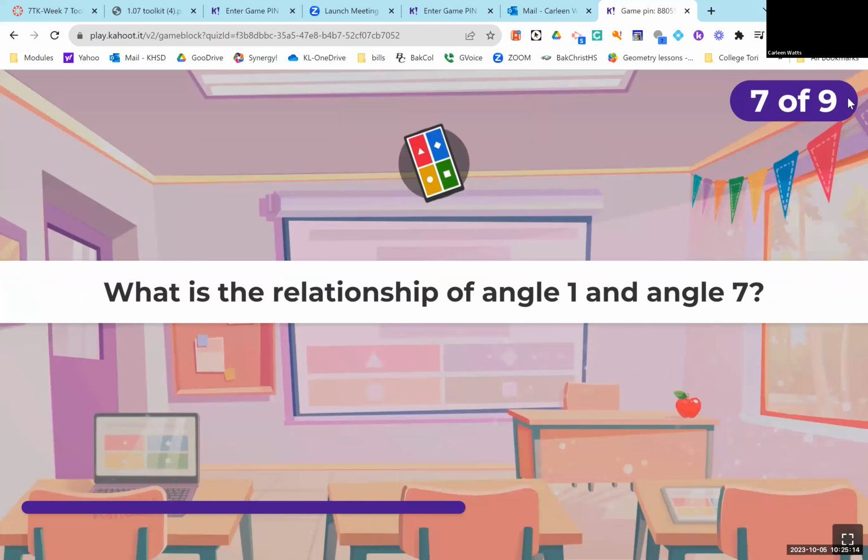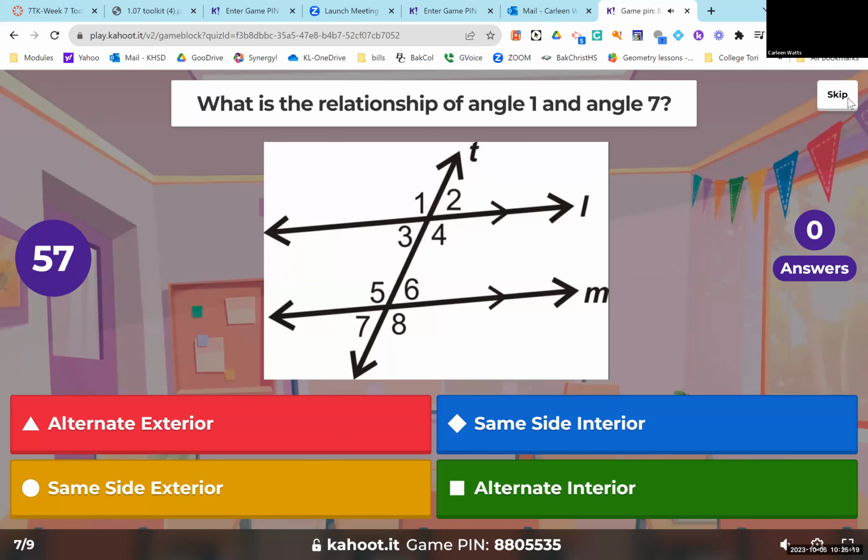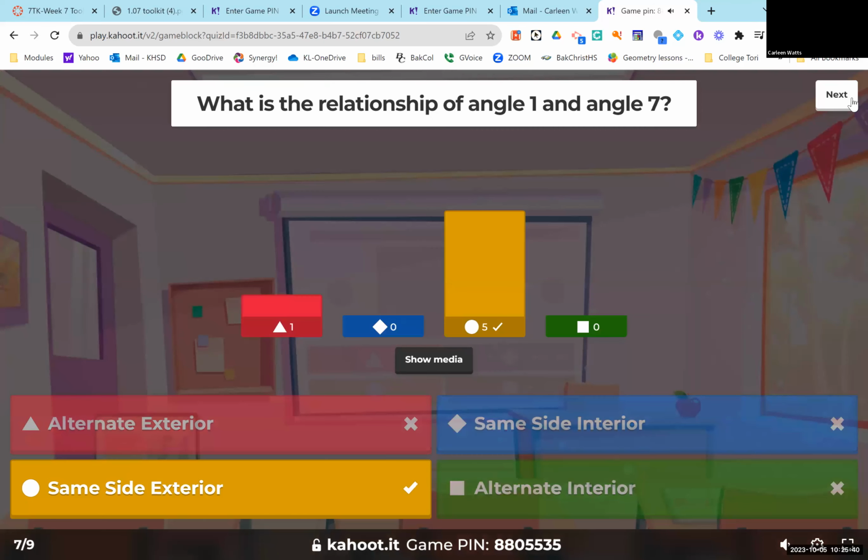Okay. It's going. Oh, no, there's one more. 1 and 7. Ooh, 1 and 7. This is tricky. This one's tricky. Be very careful. 1 and 7. Think front lawn, back lawn. Oh, you guys are in. Oh, okay. Same side exterior. Awesome.